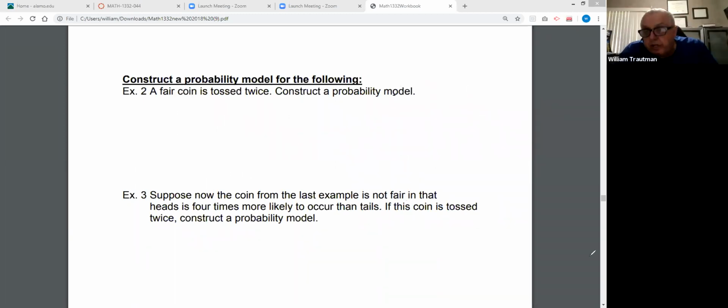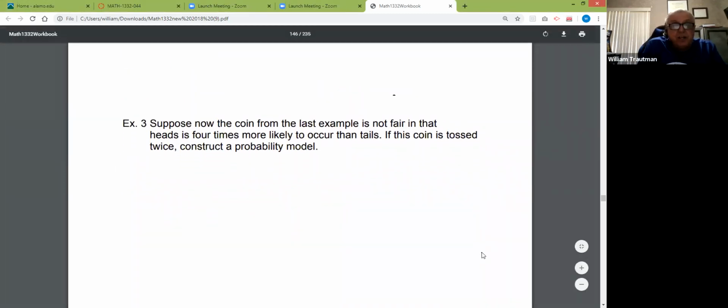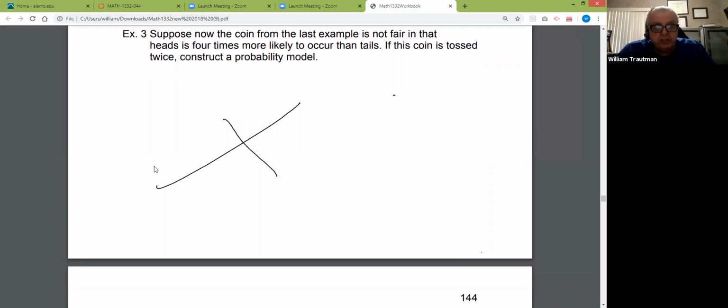Okay, number 3. Suppose now the coin from the last example is not fair. So let's just scratch this because we're not going to do anything that's not fair. Everything on the test is fair. Some coins, if weighted differently on one side, will produce heads every time or whatever. So anything that doesn't say not fair, we're not doing. Moving on.